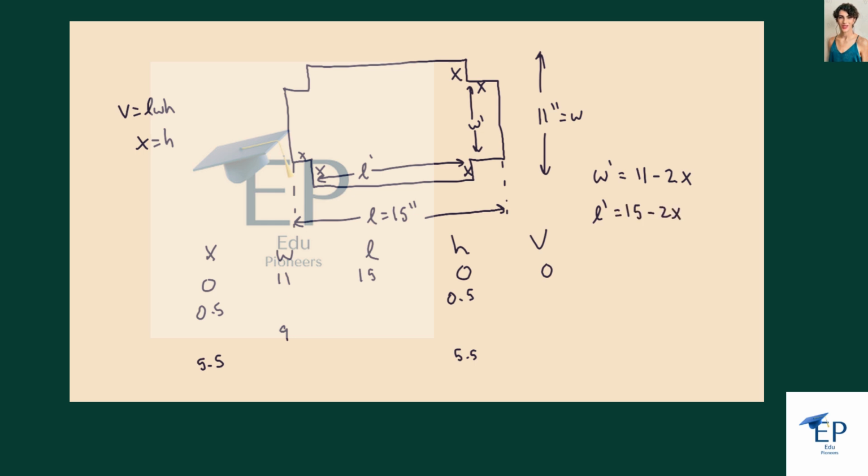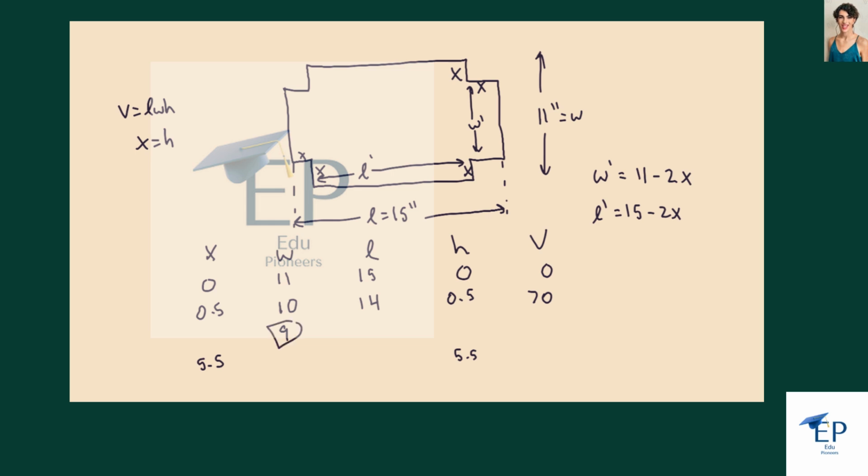So if we have an x of 0.5, our width is going to be 11 minus 2 times 0.5, which is going to be 11 minus 1, so our new width is going to be 10. Our new length is going to be 15 minus 1, which is going to be 14. And then we can multiply those 3 values together to get our volume. And we'll get a volume of 70, and that's going to be in cubic feet.